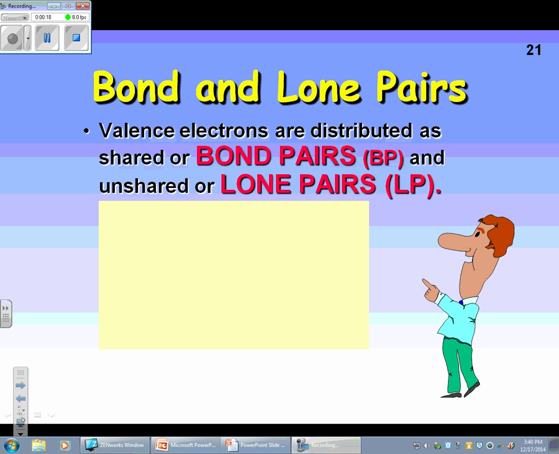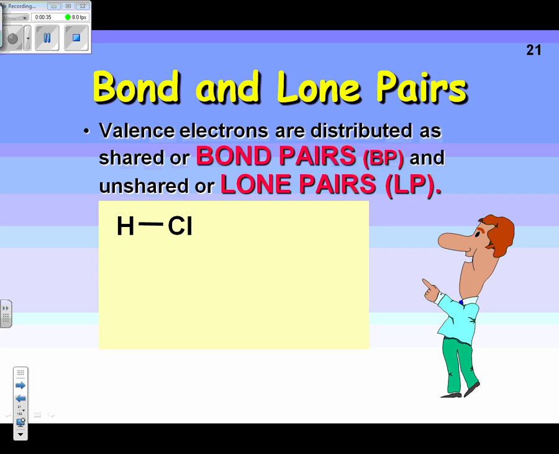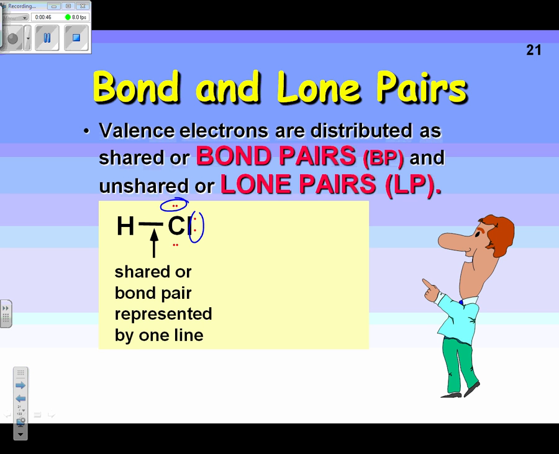So we'll talk about first bonding pairs of electrons and lone pairs of electrons. Valence electrons are distributed as shared or bonding pairs of electrons, so that would go between the two atoms. So if we're looking here in HCl, our bonding electrons are the ones that make up the bond, and these that are showing up here are going to be your lone pairs, or we'll also call those unshared pairs of electrons. And both will have an effect on the structure.